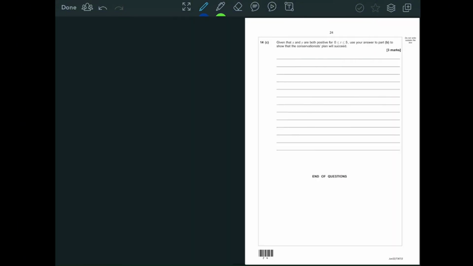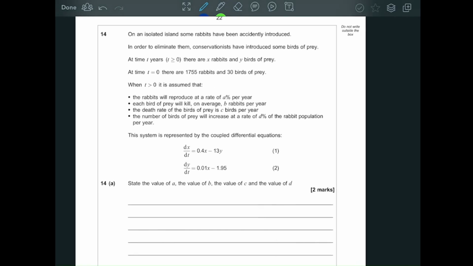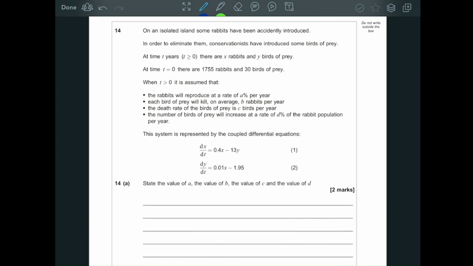Question 14, and this is the final question on the paper. On an isolated island, okay, this is our context-driven coupled equations. On an isolated island, some rabbits have been accidentally introduced. In order to eliminate them, they've introduced some birds of prey. We have x rabbits, y birds of prey. We have our initial conditions here. When t is positive, the rabbits will reproduce at a rate of a% per year. And we are going to want to state the values of a, b, and c.